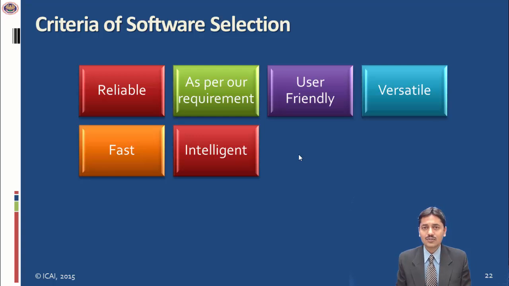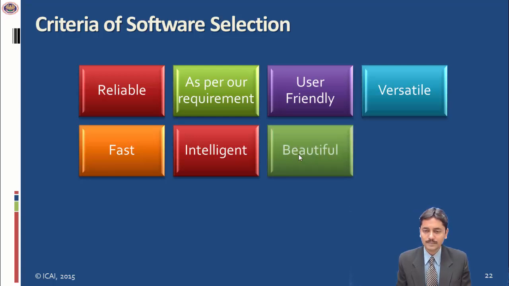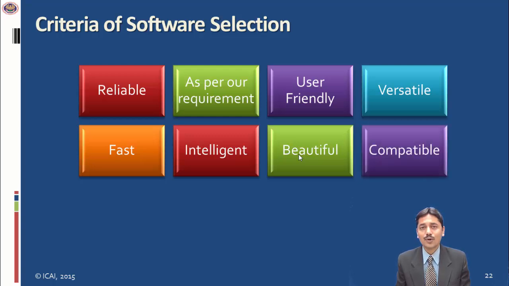It should be intelligent. Intelligent means there should be a lot of reports. It should understand the user requirement and it should provide all types of facilities, features and reports in the software. Elegant software is always welcomed by the users. So software must look beautiful: the font, the color, the placing of fields, the design. It should be attractive. It should be compatible.